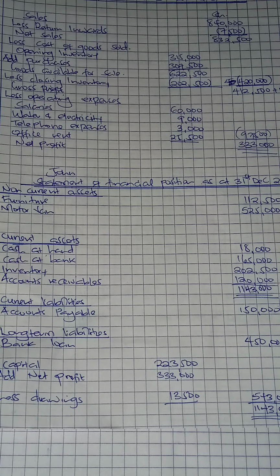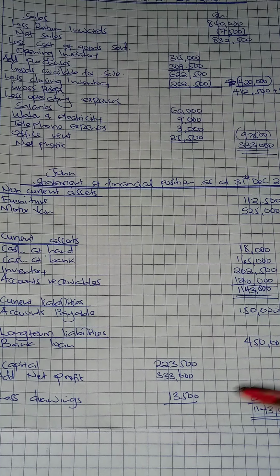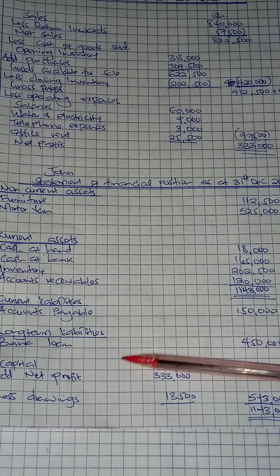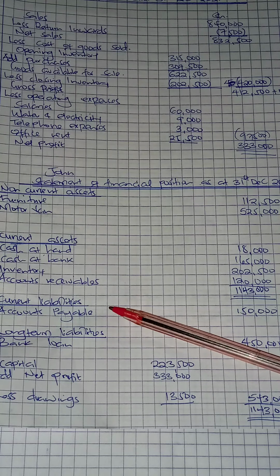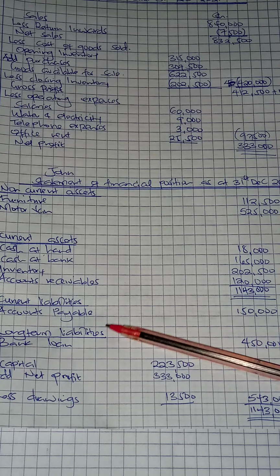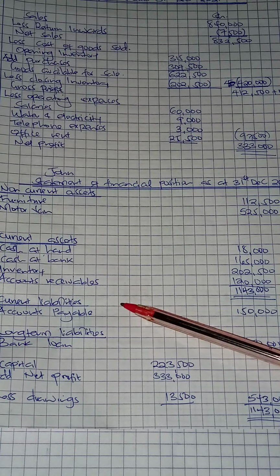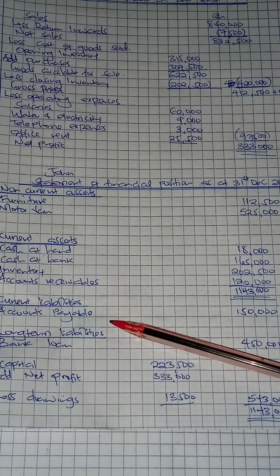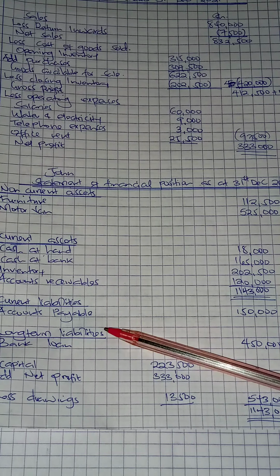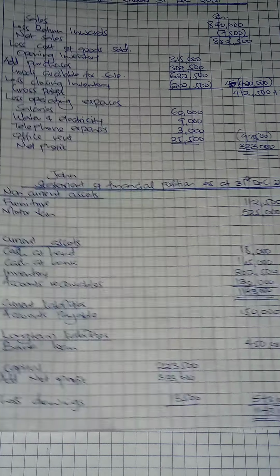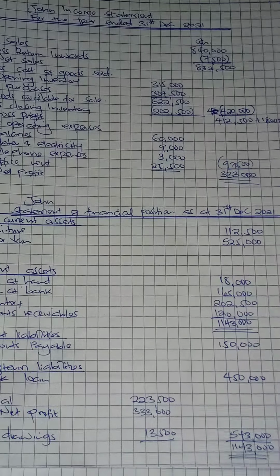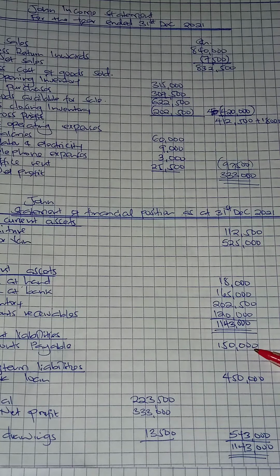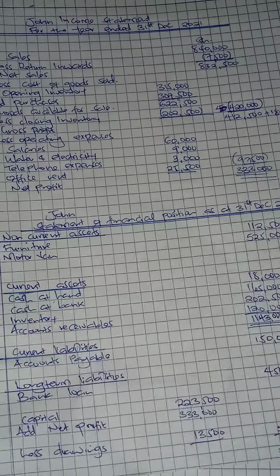From there you go to current liabilities. These are short-term obligations that the business is able to meet within the financial period. It does not spill over to the next period. In this case we have accounts payable of 150,000, and that's what you put here. Then we go to long-term liabilities.